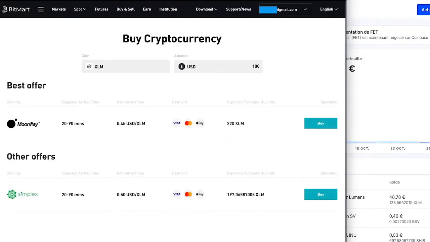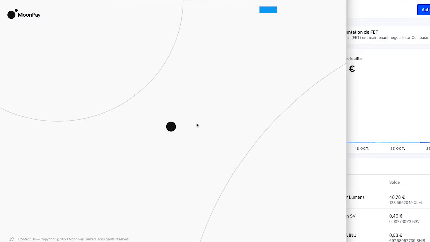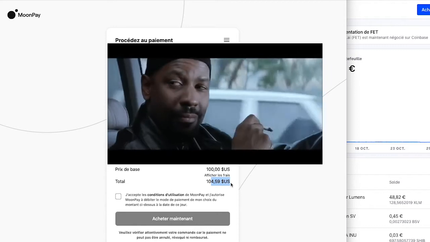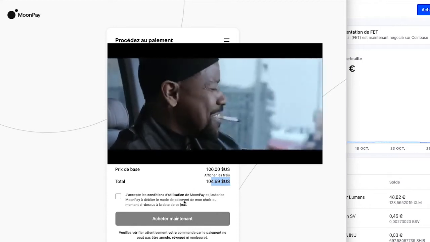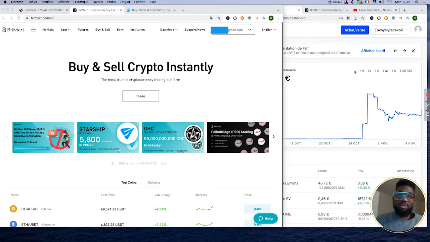For example, I want $100 of XLM. I will choose MoonPay. So, 90 minutes of delivery time. Buy, continue, and look, bingo, only $4 of charge. That's better. So you click on buy now. Me, I won't do it. Okay, so now we have XLM tokens.